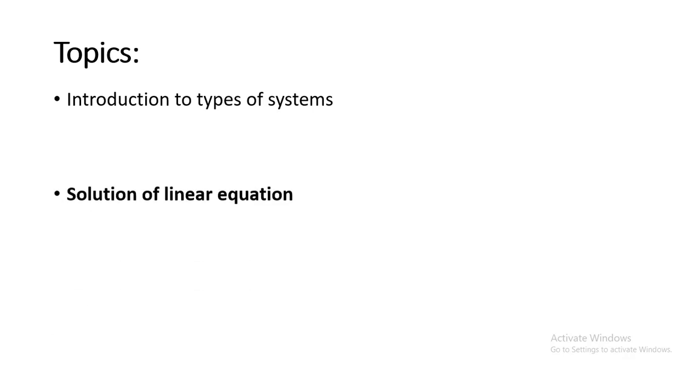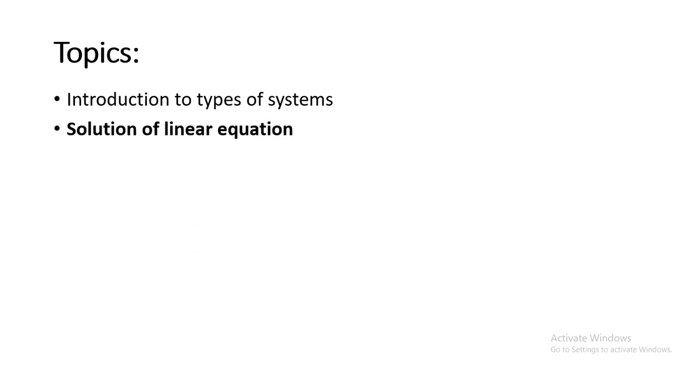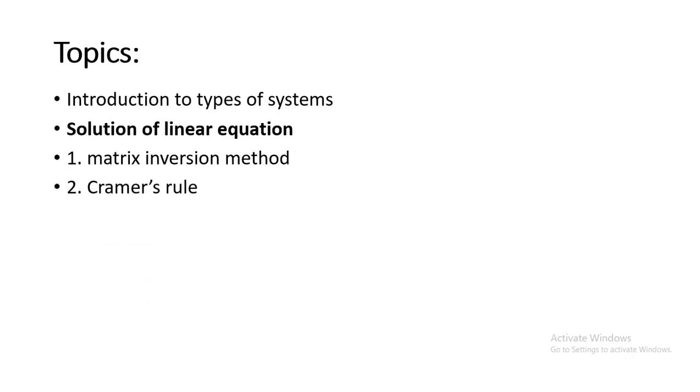Okay, so first of all, the topics included in this part: we need to know the types of systems, so I will give you a very small introduction on the types of systems. Then we will learn how to find the solution of the linear equations. For that, linear equations can be solved in three ways, so we will be discussing three ways here. The first is the matrix inversion method, then Cramer's rule, and the last is Gaussian elimination.